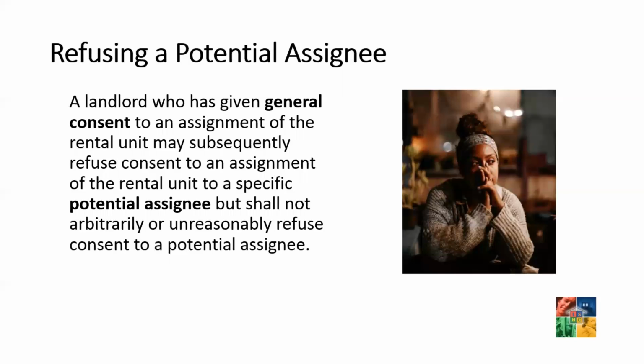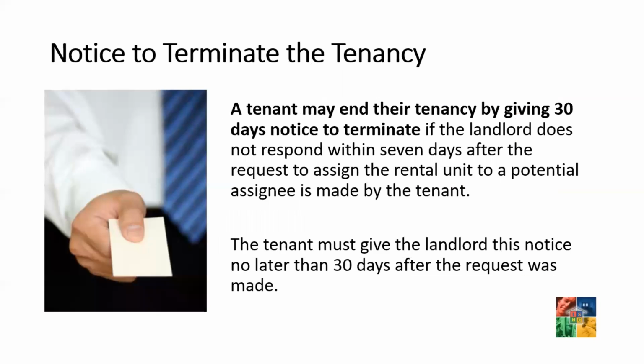If a landlord has given general consent to an assignment of the rental unit, they are still able to refuse specific consent to a specific assignee. However, they should not arbitrarily or unreasonably refuse consent to a potential assignee. If the landlord doesn't respond to the assignment request within 7 days, the tenant can give the landlord a 30-day notice to end their tenancy.